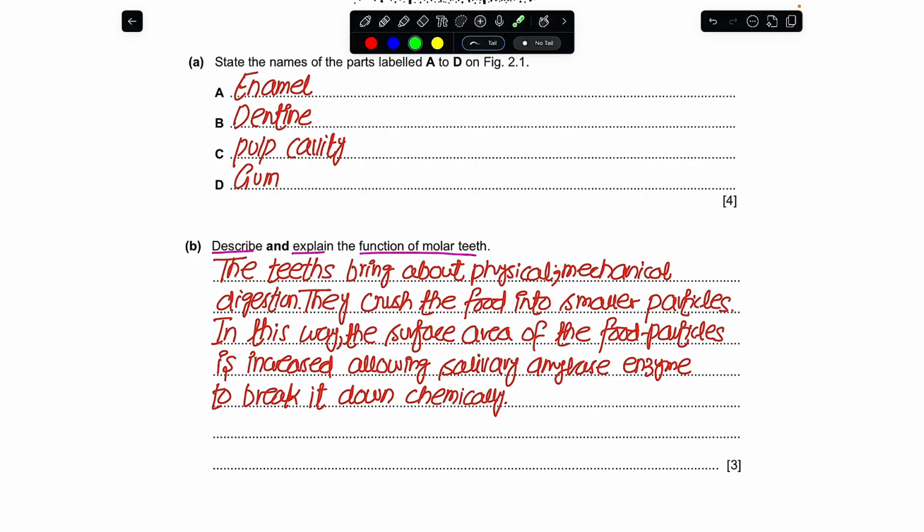When they crush the food, they split it up into small particles. As a result, the surface area of the food particles increases due to the crushing by the molar teeth, and now it allows the salivary amylase enzyme coming from the salivary gland to break it down more effectively with the help of chemical digestion. So this is how you would score a total of 3 marks out of it.